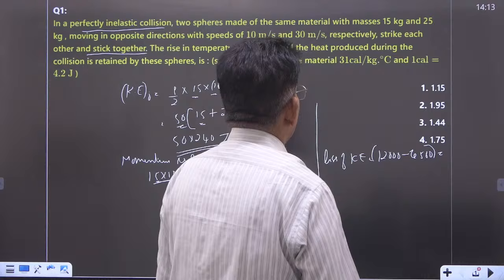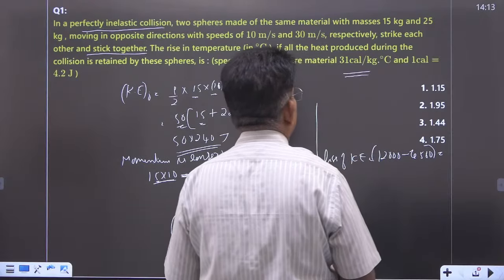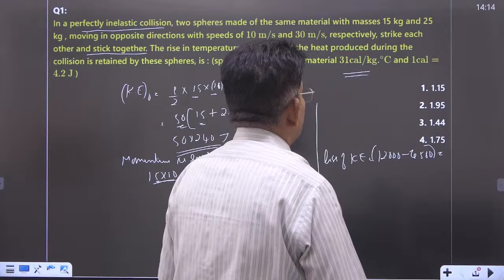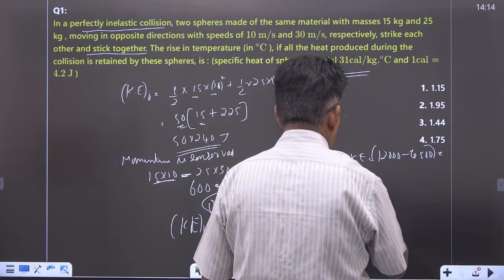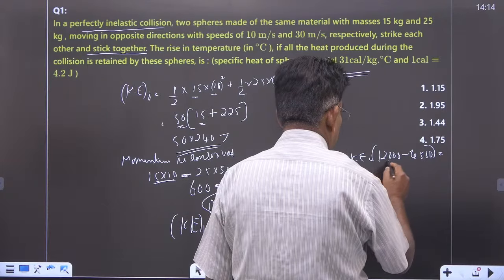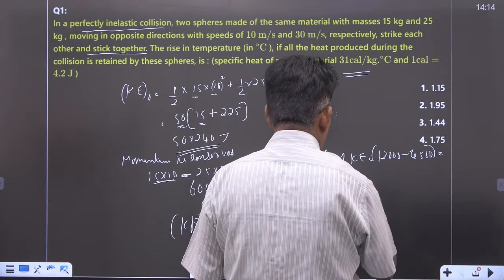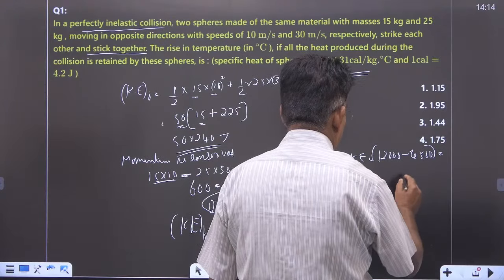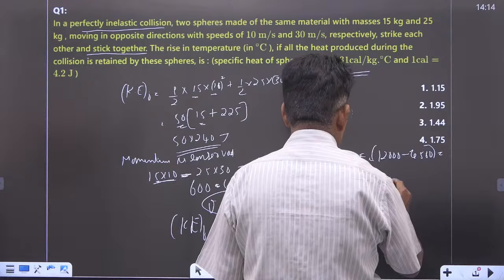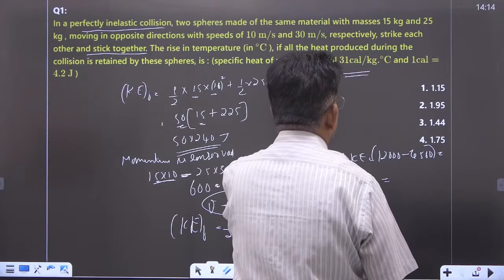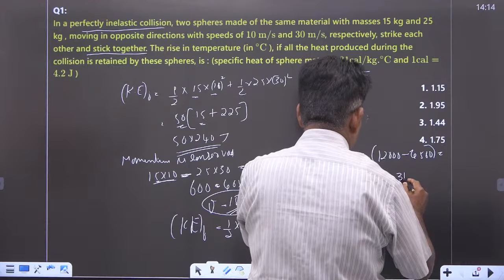Now tell me, here the specific heat of the material is given in calories, so we have to convert it into joules. Here we are going to get the result. 12,000 minus 4,500, that is coming to be 7,500. Am I correct? Yes, 7,500 in joules is equal to... here the specific heat is in calories, I want it in joules. So what do I have to do? The mass is 40.